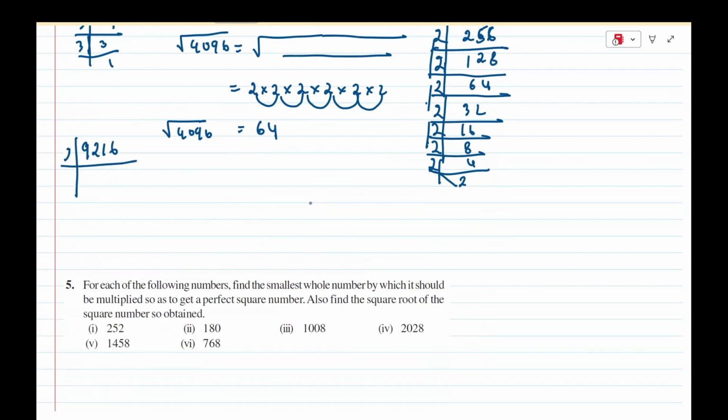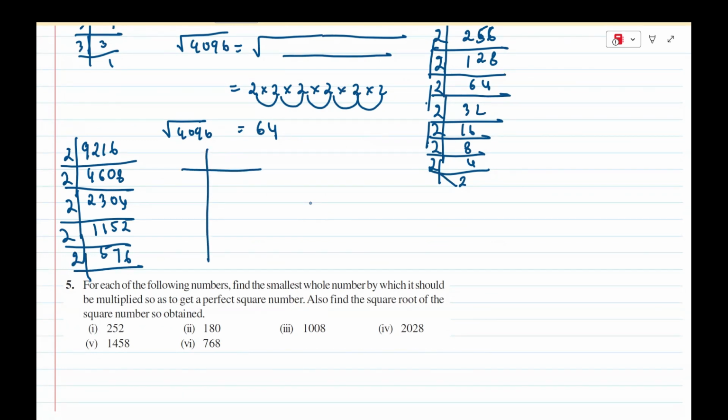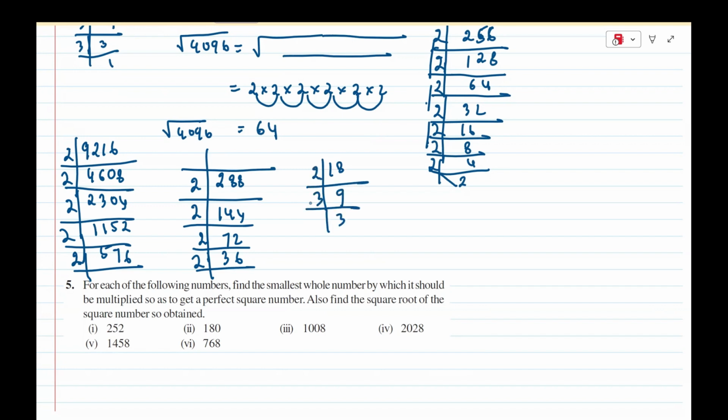9216, do prime factorization. 4s are, 6s are, 0s are, 8s are. 2s are, 3s are. 1s are, 1s are, 5s are, 2s are. Then 5s are, 7s are, 6s are. Then again by 2, I'll write the answer over here and the remaining factorization. So 2 2s are 4. 2 2s are, carry on 1, 2 8s are, 2 8s are. Then by 2, 144. Again by 2, 72. Again by 2, 36. Again by 2, I'm getting 18. Again by 2, 9. By 3, it is 3 and then 3.